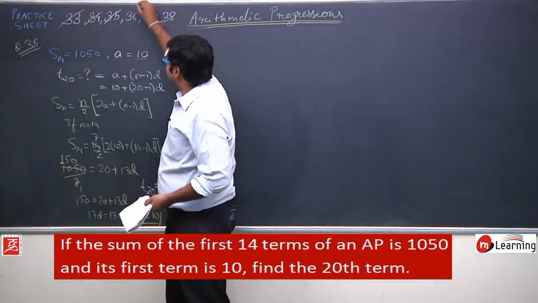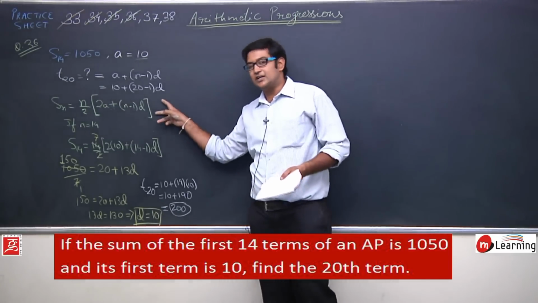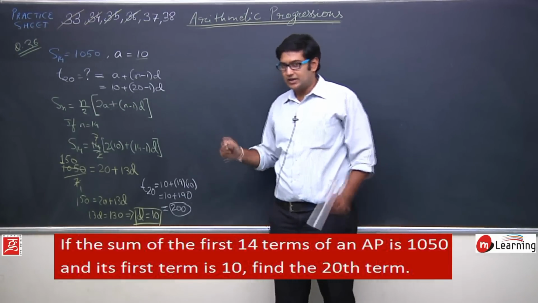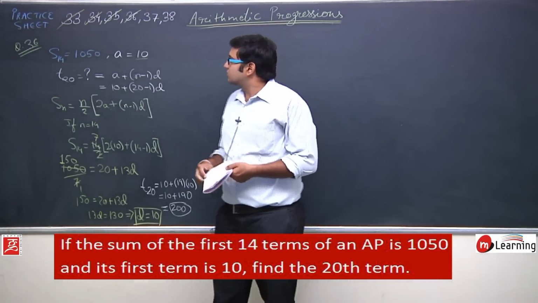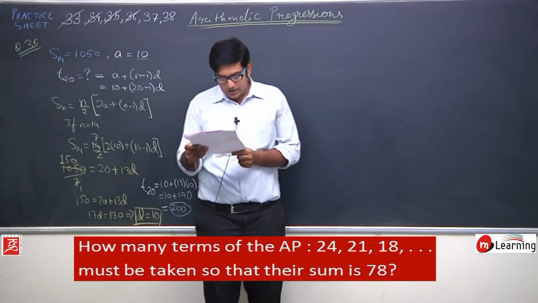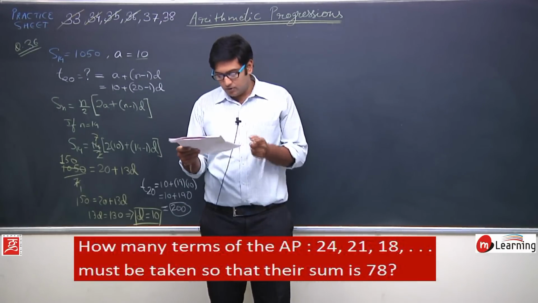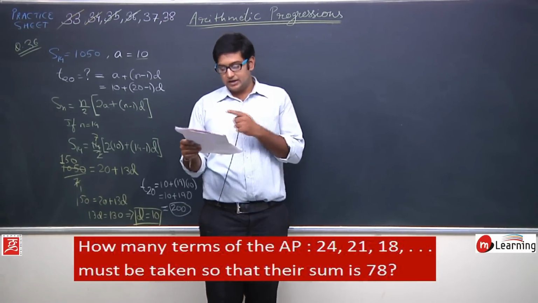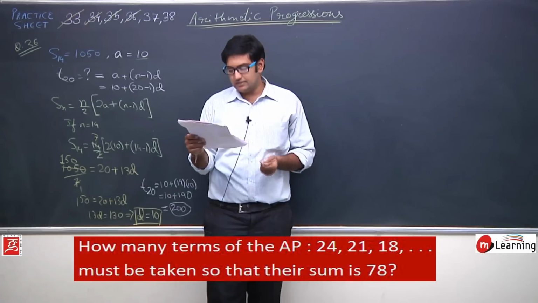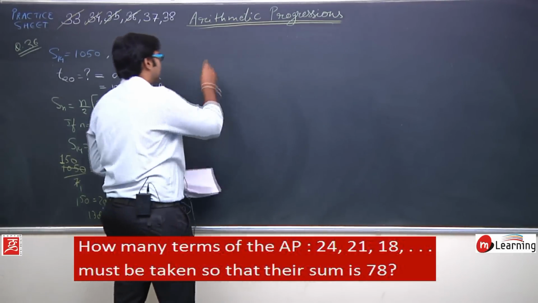You can see it just has the application of two concepts. The first is the sum of n terms of an AP, then the application of the formula for the general term of an AP. So after 36, let us discuss the 37th question. It says how many terms of the AP 24, 21, 18 and continuing must be taken so that their sum is 78. So question number 37.